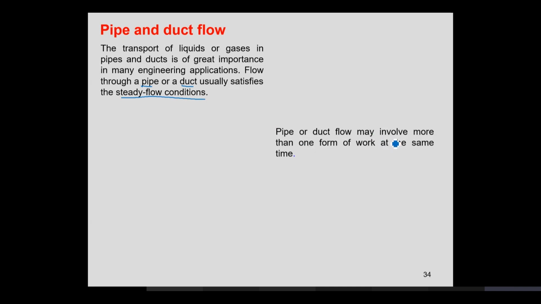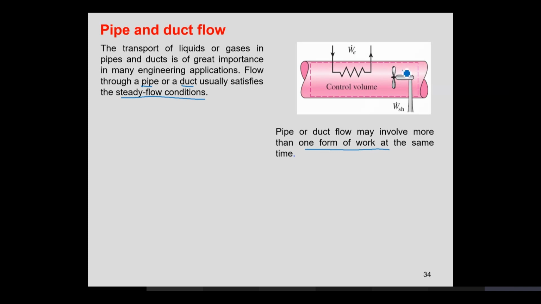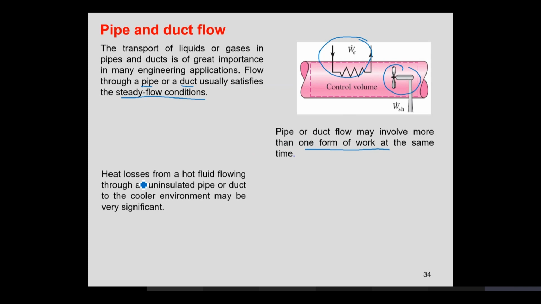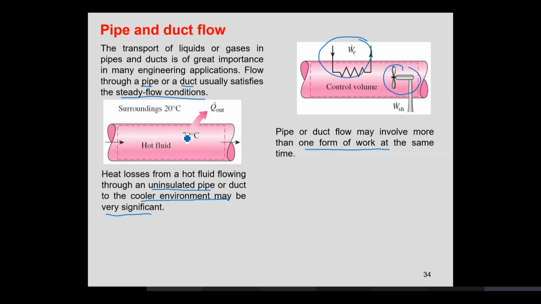Pipe or duct flow may involve more than one form of work at the same time. So there is shaft work, there is electrical work, and both could be involved. Heat losses from a hot fluid flowing through an uninsulated pipe or duct to a cooler environment may be significant. There is heat transfer associated with the hot fluid, which is surrounded by an atmosphere at lower temperature, and there is no insulation. So in such a case, there could also be heat transfer involved.